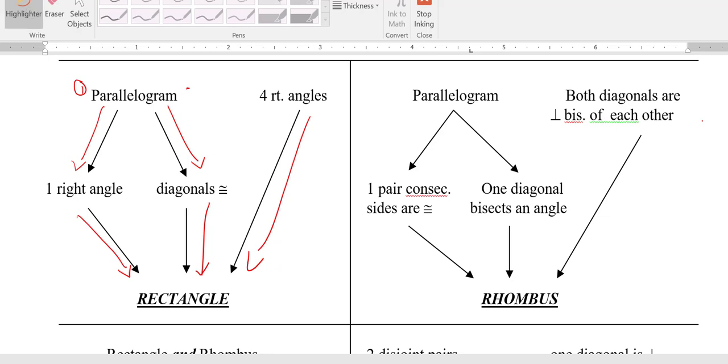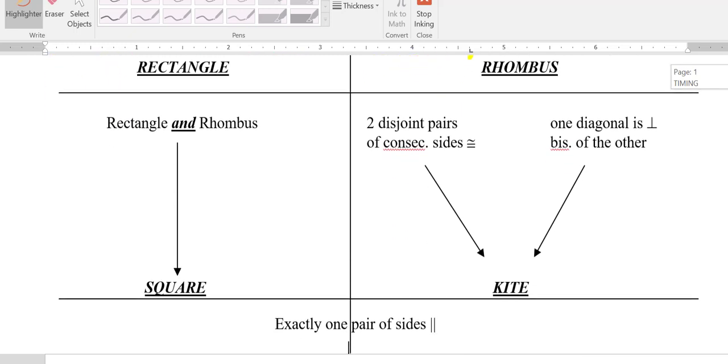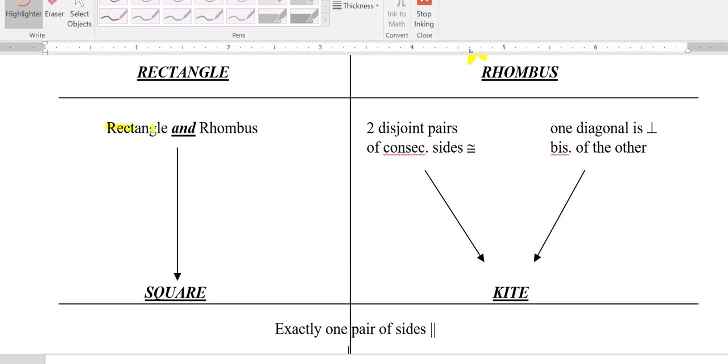However, if you just focus on one of the pathways, so for the first one here, it's a parallelogram with one right angle, and it's a rectangle, whereas a rhombus is a parallelogram with one pair of consecutive sides congruent, and it's a rhombus. Notice, these are just the definitions of the various shapes. So if you know the definitions, the converse of the definition is really just the pathway to find the various different types of quadrilaterals. You know that a square is just a rectangle and a rhombus.